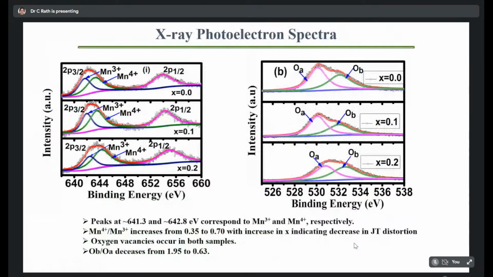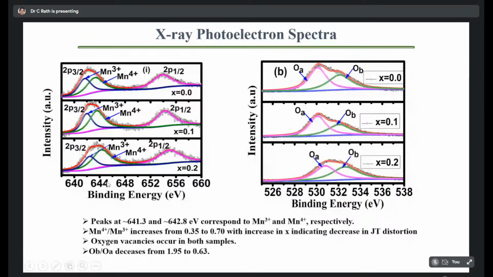So next we did X-ray photoelectron spectroscopy to determine the valency of manganese, because we have observed that the volume decreases with increase in iron. That could be due to manganese 4 plus, which has a smaller ionic radius. That's why we did this X-ray photoelectron spectroscopy.